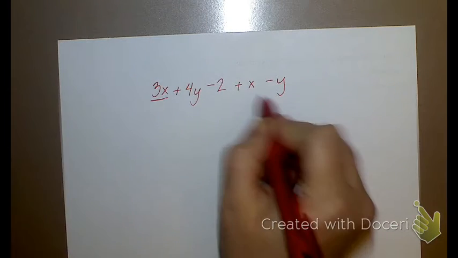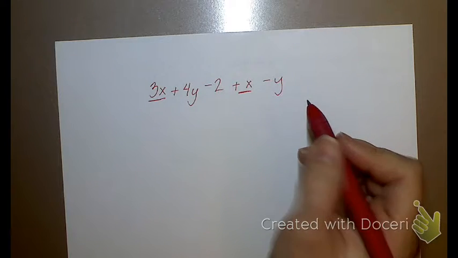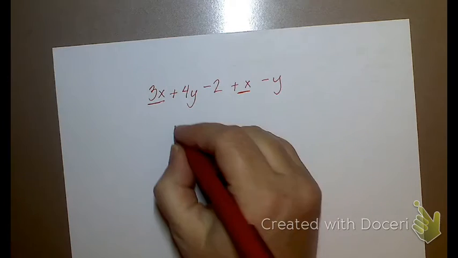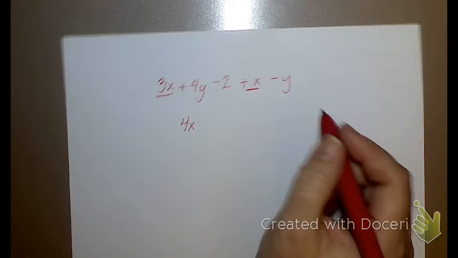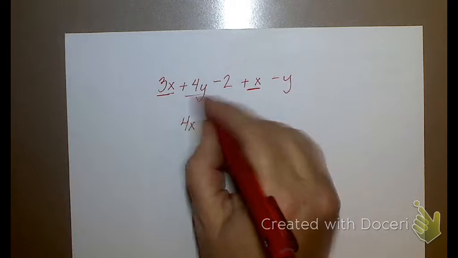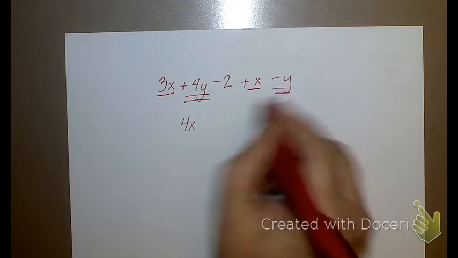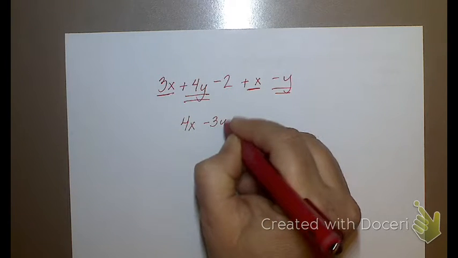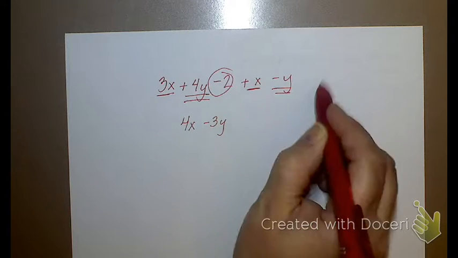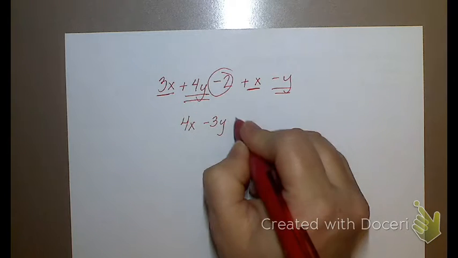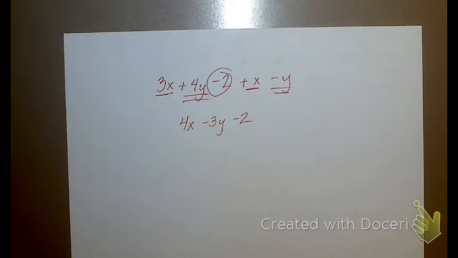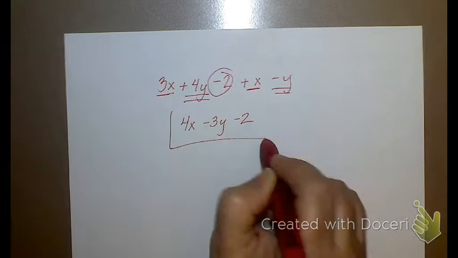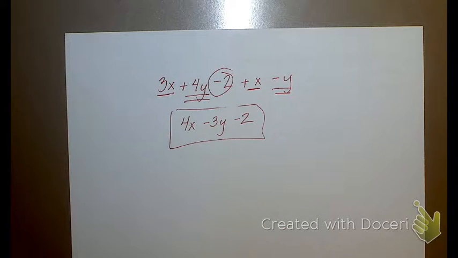The x's would be considered like terms, right? 3 and 1 would be 4x. What else would be like terms? The y's, so 4y minus y would be minus 3y. And then if there were any other plain old numbers, those would go there too. And that's what you would end up with, right? That's probably how you've seen them before.